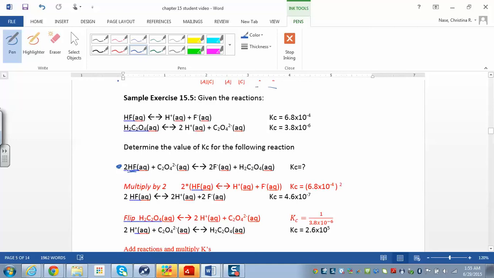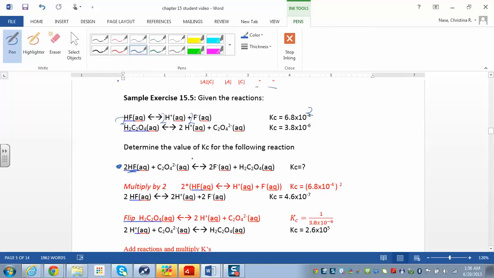I want 2, but I only have 1, so what can I do? I can multiply this whole reaction by 2. So if I multiply this reaction by 2, I put a 2 here, and a 2 here, and then what do I do with the K? I'm going to square that. So I multiply the whole reaction by 2, and I square the K. I end up with 2HF gives me 2H plus 2F, and then I just squared that K. If you multiply the reaction by some number, raise the K to that power.